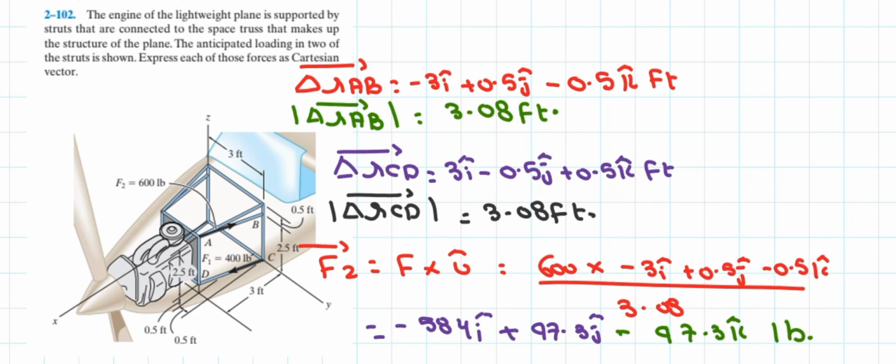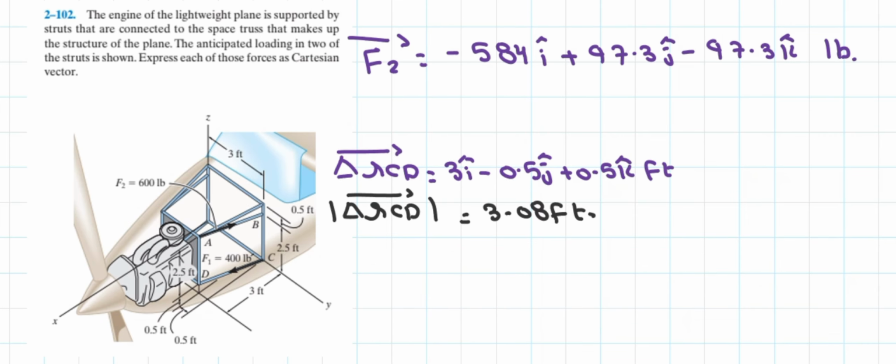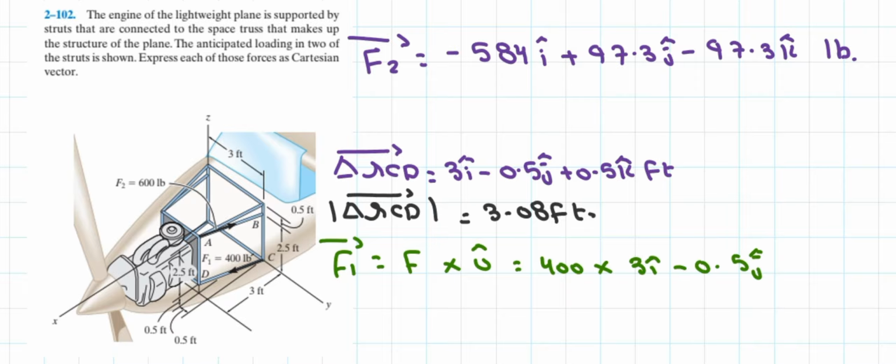Now, what about the vectorial form of F1? Let's convert the magnitude form of F1 into the Cartesian form. So the vectorial form of F1 is equal to the magnitude form of F1 into the unit vector. The magnitude form of F1 is equal to 400 into the unit vector, and it is 3i with negative 0.5j with positive 0.5k divided by 3.08.